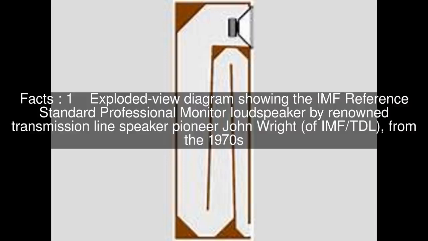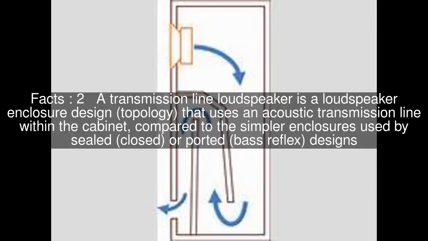Exploded view diagram showing the IMF reference standard professional monitor loudspeaker by renowned transmission line speaker pioneer John Wright, of IMF/TDL, from the 1970s. A transmission line loudspeaker is a loudspeaker enclosure design, topology, that uses an acoustic transmission line within the cabinet, compared to the simpler enclosures used by sealed, closed, or ported, bass reflex, designs.